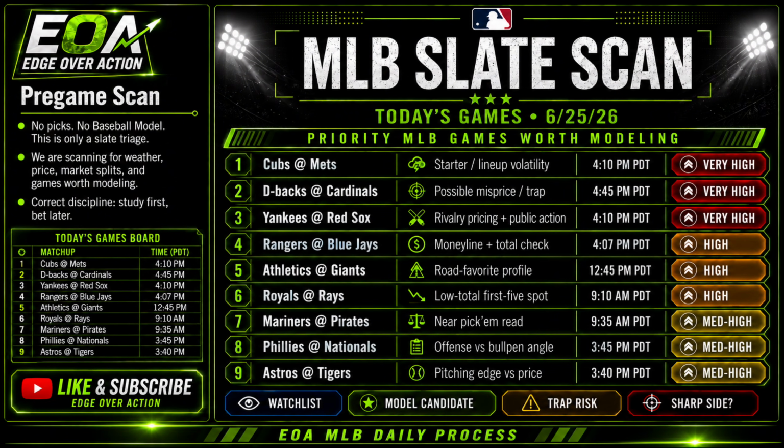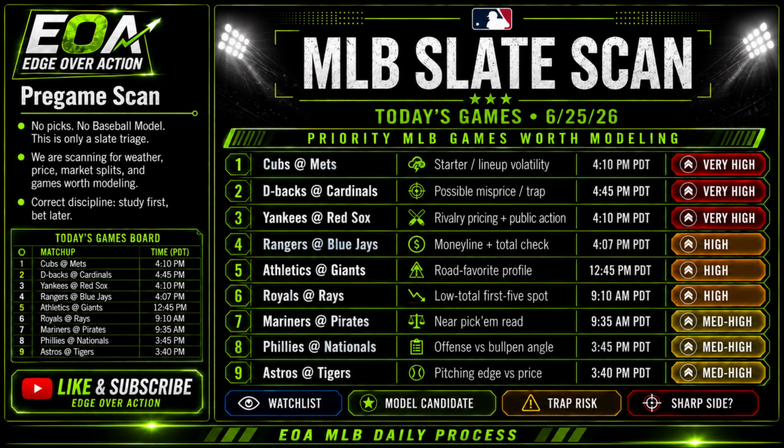We have Royals at Rays. It's a dome game, so less weather edge, but the market and total movement made it worth checking. We have Mariners at Pirates. Seattle has the obvious starter pitcher edge, but early games and lineup confirmation matter. Phillies at Nationals.